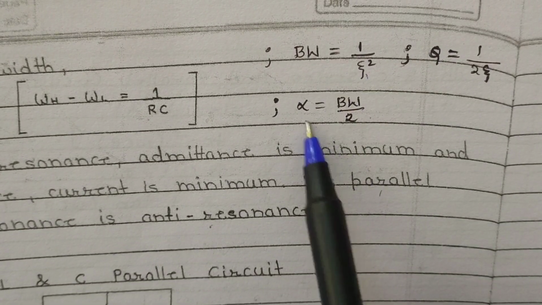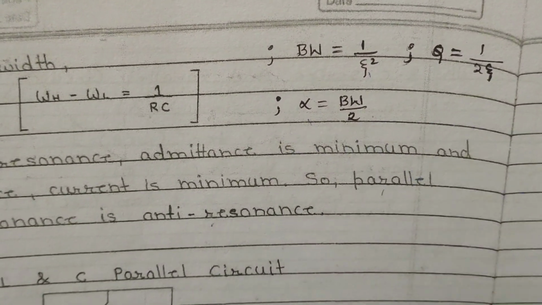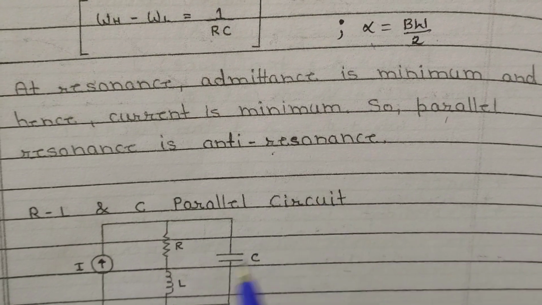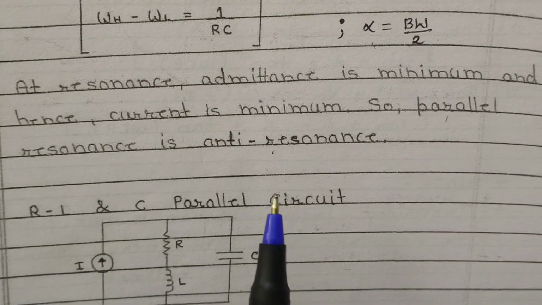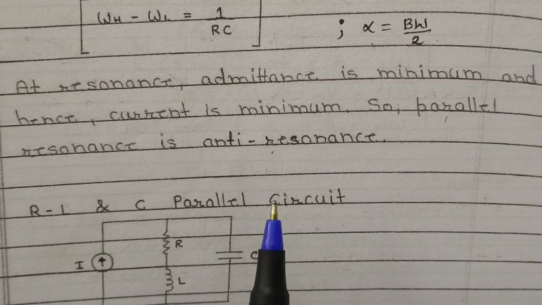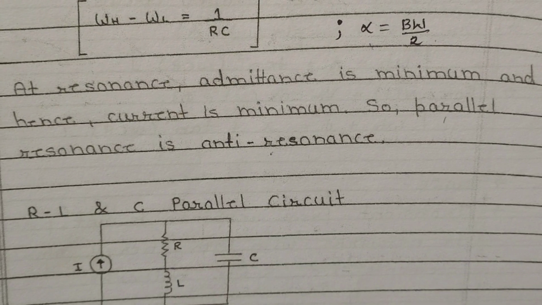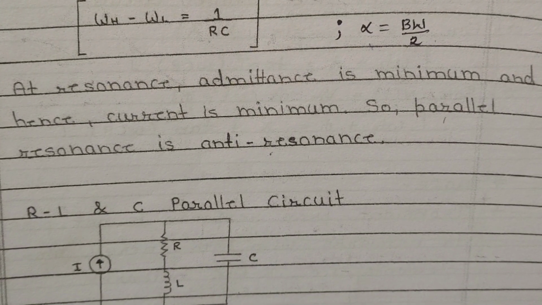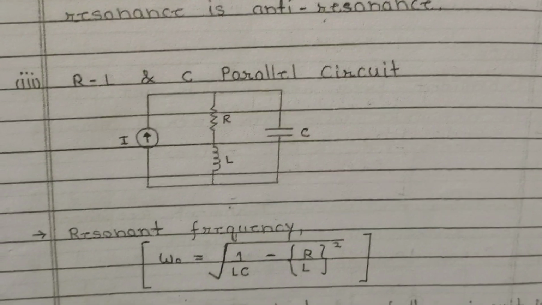Alpha is equal to bandwidth by 2, where alpha is the damping factor. Time constant is equal to 1 by alpha. At resonance, admittance is minimum, hence current is minimum, so parallel resonance is anti-resonance. Admittance is minimum means impedance is maximum. If impedance is maximum, it is also known as a current rejector circuit. So series RLC circuit is known as a current acceptor circuit and it is in resonance condition. Parallel RLC circuit is known as a current rejector, it is known as an anti-resonance circuit.